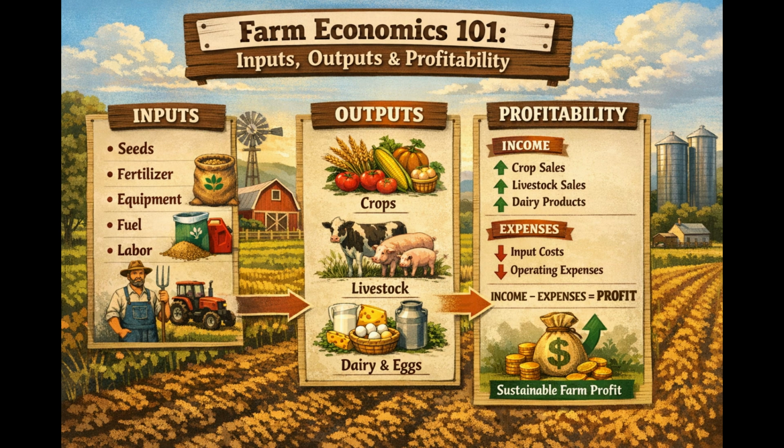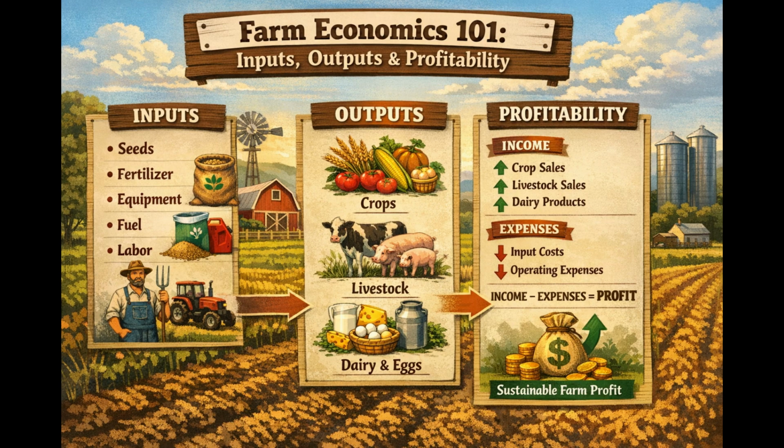Smart farmers don't try to eliminate risk, because that's impossible. Instead, they manage risk. They identify the biggest risks to their operation, and they put strategies in place to mitigate those risks. Let's start with production risk.